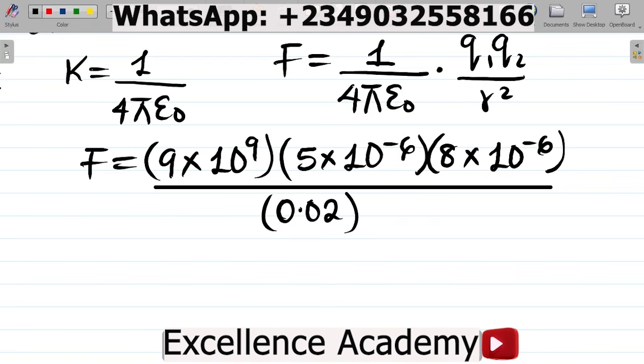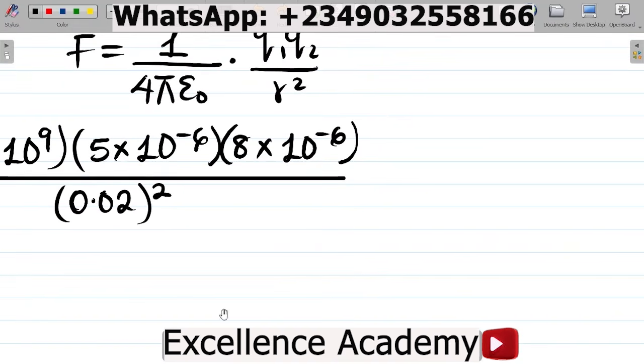All right, so it becomes 0.02 in meters all squared. All right, so this is already in meters. I don't have to convert. Meanwhile, this one here was in microcoulomb. I converted to coulomb by multiplying it by 10 to the power minus 6. So that's it. All right, so let's see what you have here.